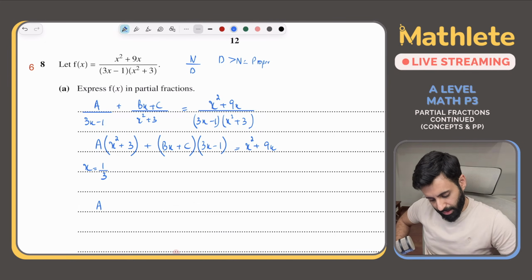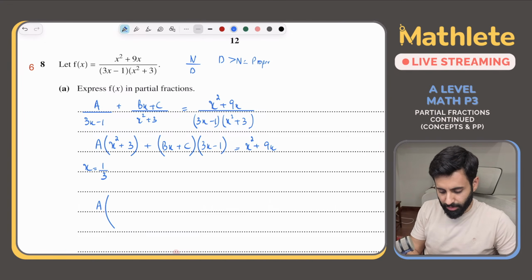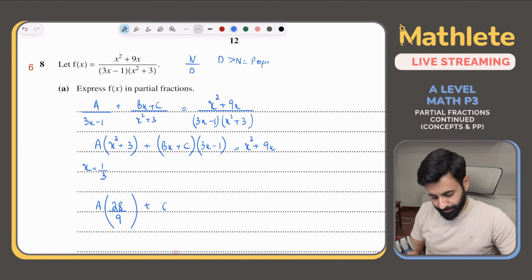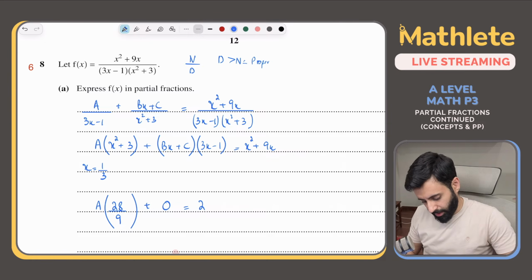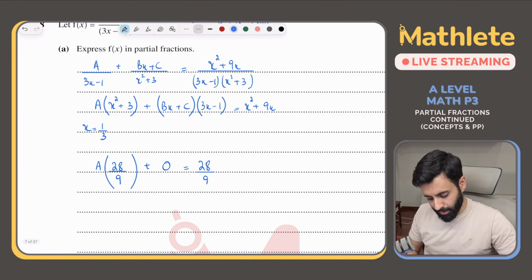Okay, so a becomes 1 upon 3 squared plus 3. So I'm going to do that using a calculator. I'm not going to risk doing that mentally. 1 upon 3 squared plus 3, that's equal to 28 over 9. And this whole thing becomes 0 is equal to 1 upon 3, the whole thing squared, plus 9 into 1 upon 3, and that's equal to 28 over 9 as well, coincidentally. So 9 and 9 cancel, 28 and 28 cancel, so that means a is quite simply equal to 1.